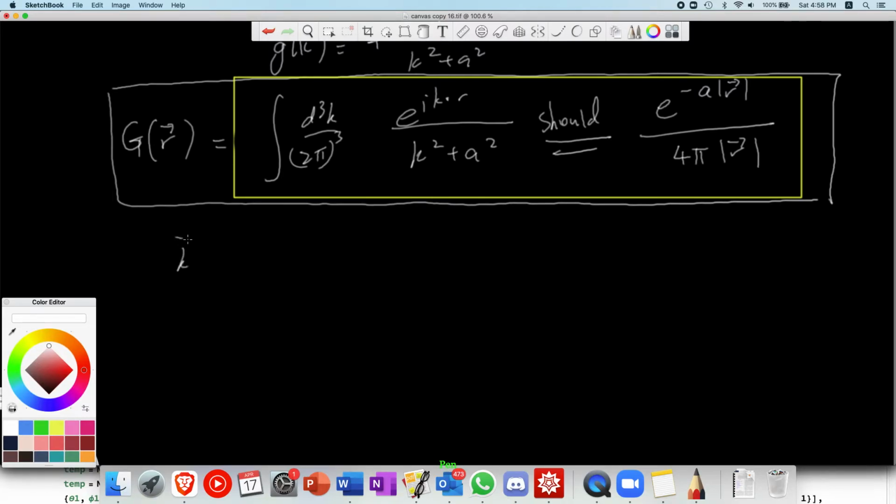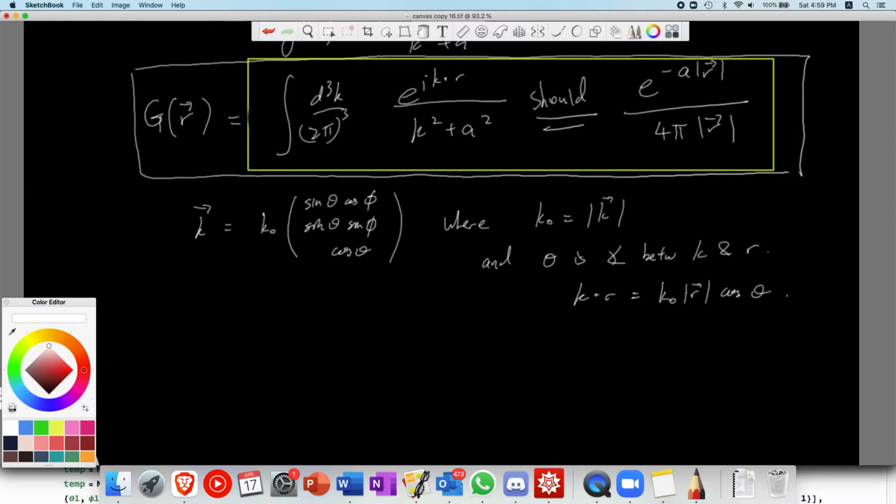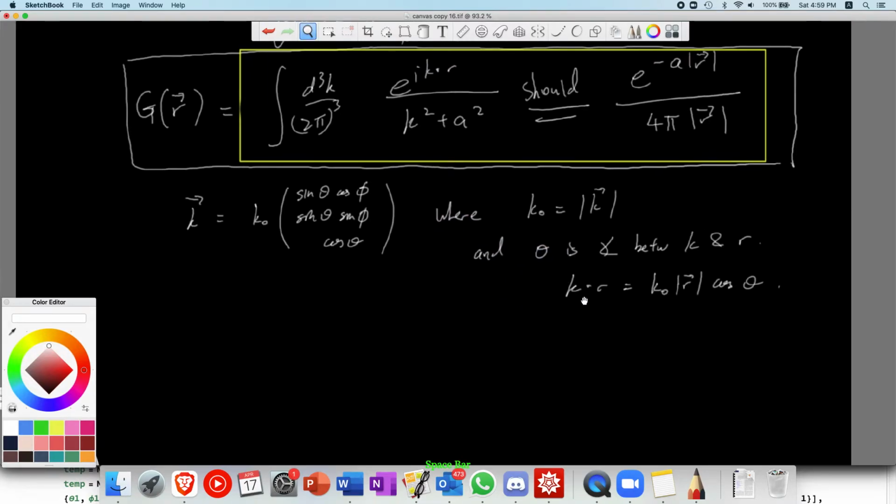So instead we express k in terms of polar coordinates. So k equals k naught sine theta cosine phi, sine theta sine phi, and cosine theta, where k naught equals the magnitude of this k vector, and theta is the angle between k and r, such that k dot r equals k naught r cosine theta. We have chosen one particular coordinate system that is pretty smart, that aligns with this r vector, so the exponent is simple, and in so doing we can start doing our integration.